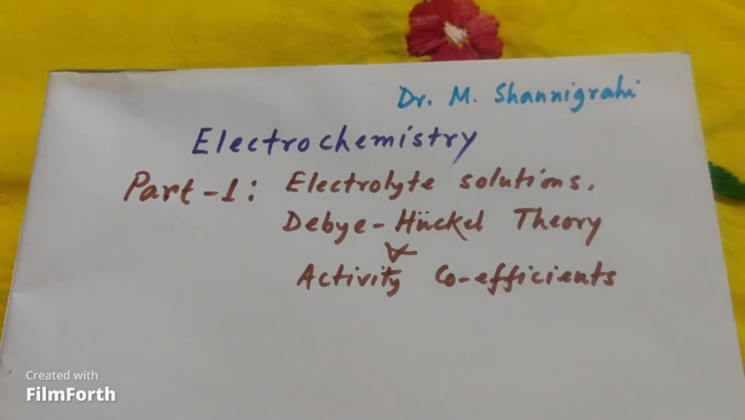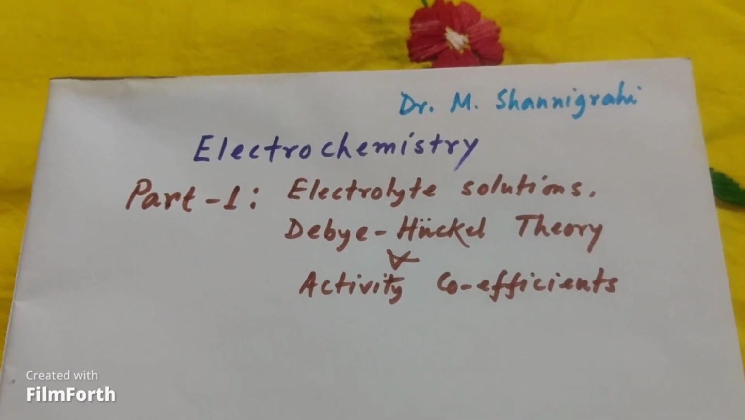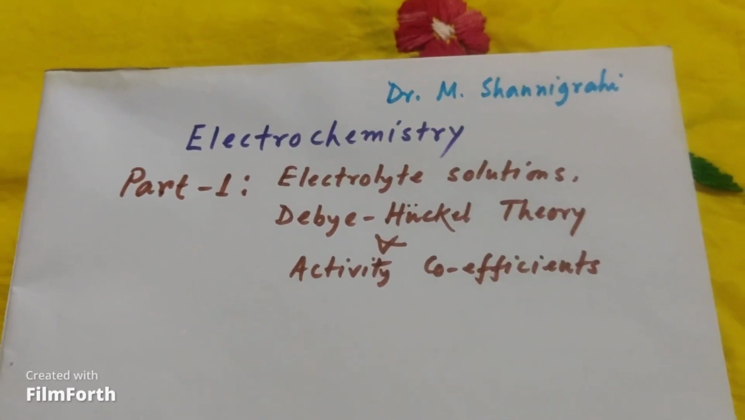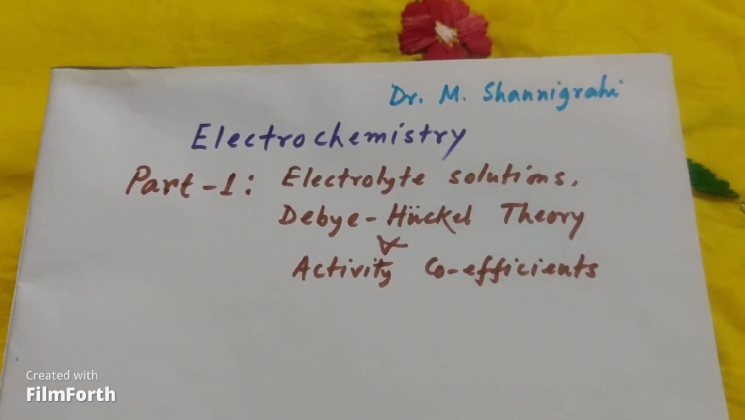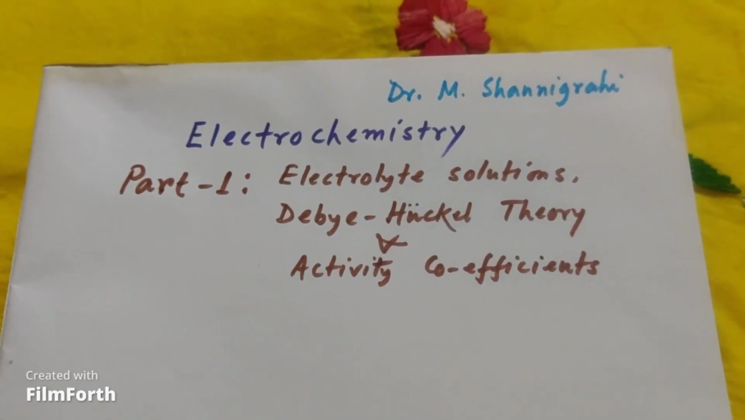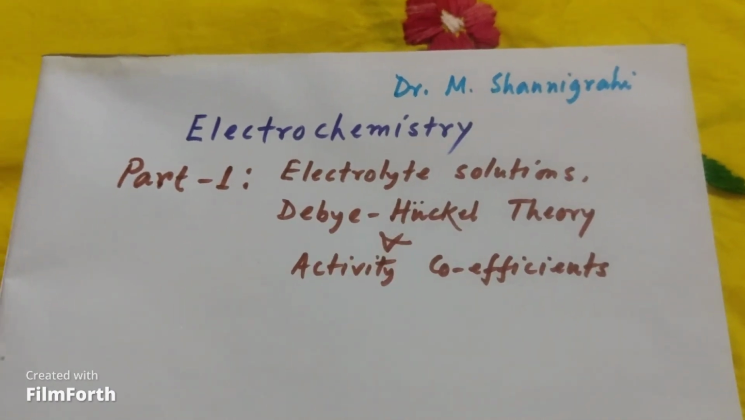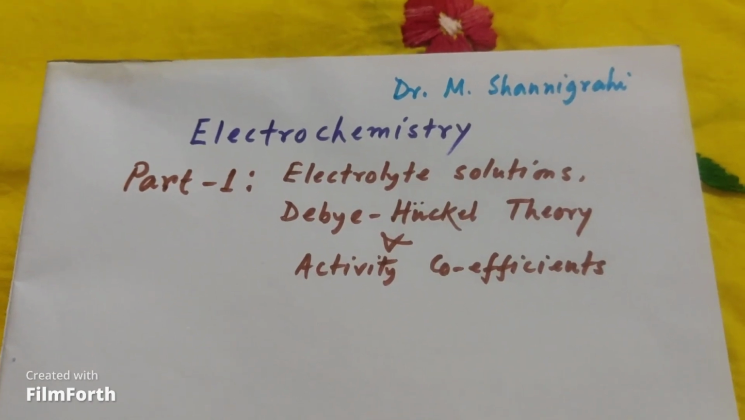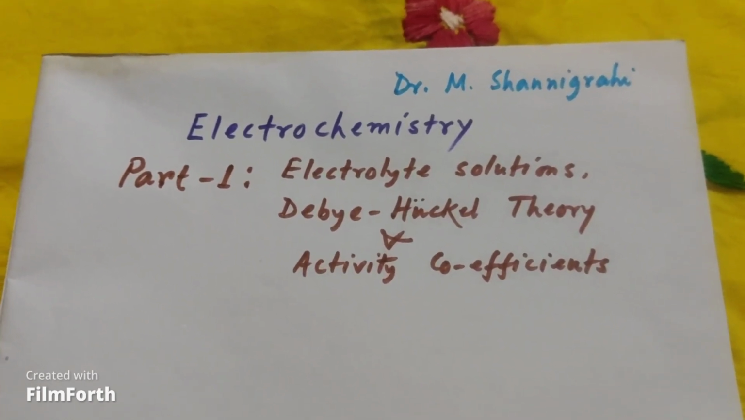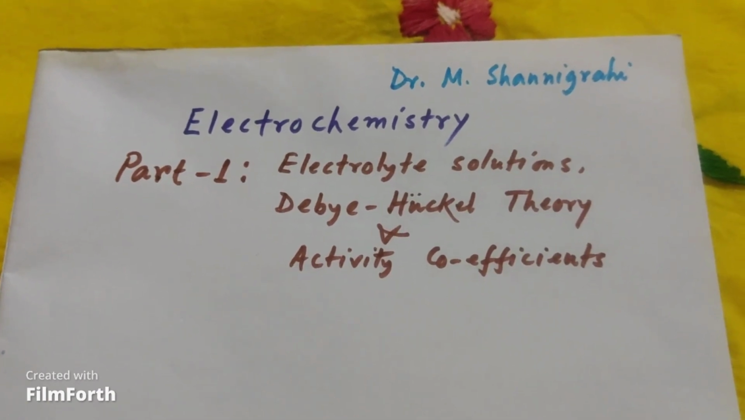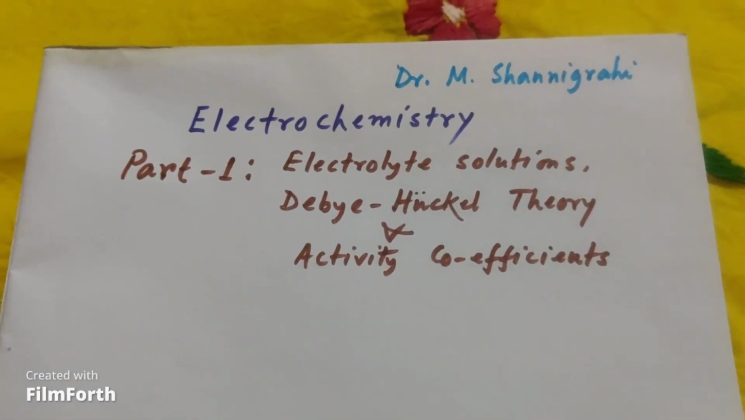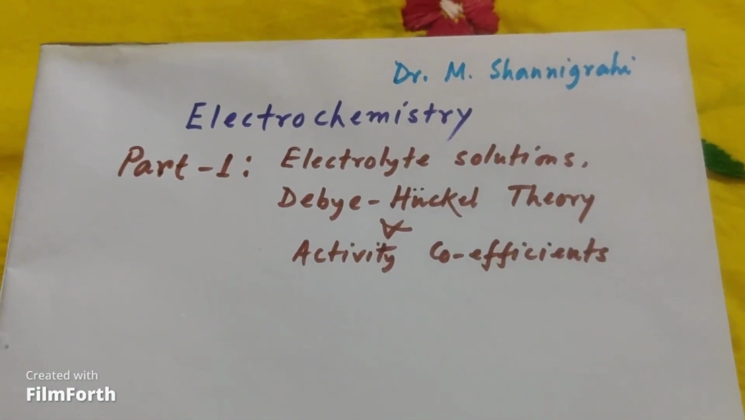In part 1 of the lecture series, we will discuss mainly electrolyte solutions, Debye and Huckel theory, and activity coefficients. Now, previously we have learned about ideal and non-ideal solutions, or basically non-electrolytes. And we know that a non-electrolyte solute can behave as an ideal solute. That means it can obey Henry's law at very dilute solutions. These types of solutions are called ideally dilute solutions.